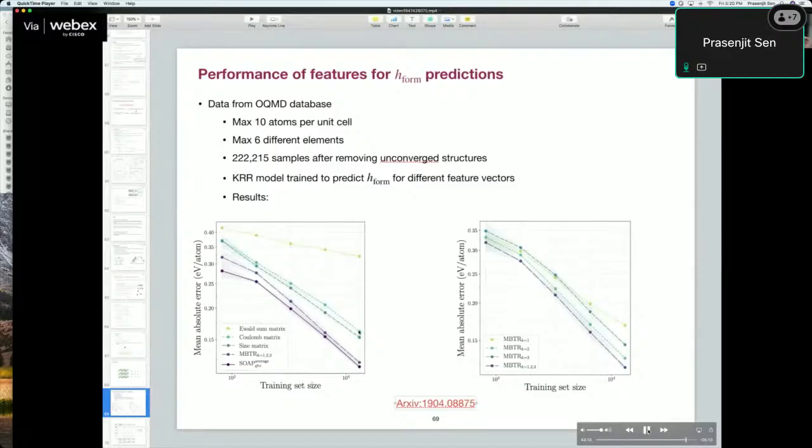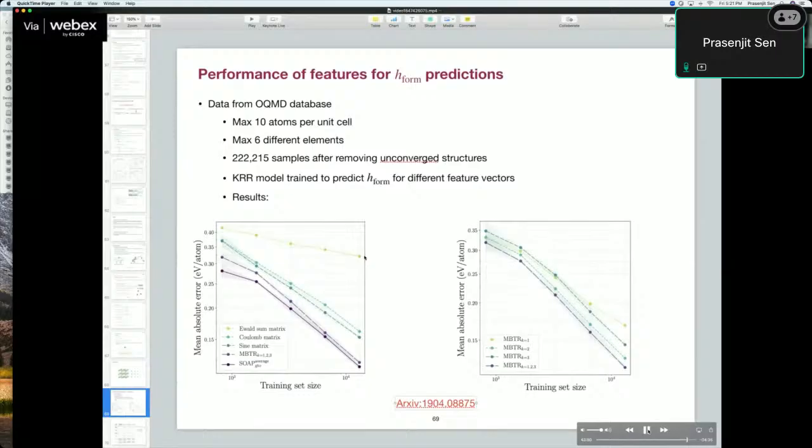The Coulomb matrix should ideally make no sense for a periodic system, right? Because they have just calculated the Coulomb matrix for the atoms in the unit cell, but that does not take into account the periodic nature of the crystal. Yet that Coulomb matrix as a feature is performing better than the Ewald sum matrix, which takes into account the full periodicity of the structure and does a proper calculation of a Coulomb interaction between pairs of atoms.